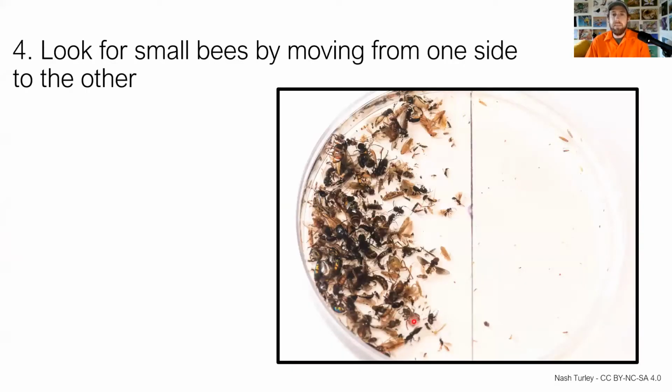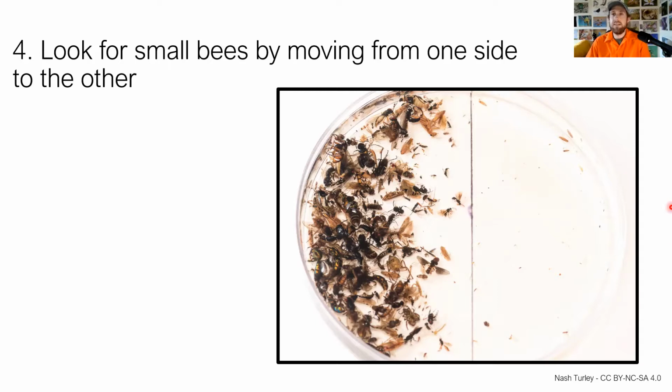So now this step, which is you have all of your small stuff here, and we're going to cut your dish in half. In this case, I just put it on top of a piece of paper with a line. You could draw a line on your petri dish too, whatever works for you. And then methodically move each of your specimens, sliding them over and inspecting them as you do it, and picking out any bees as you do it.